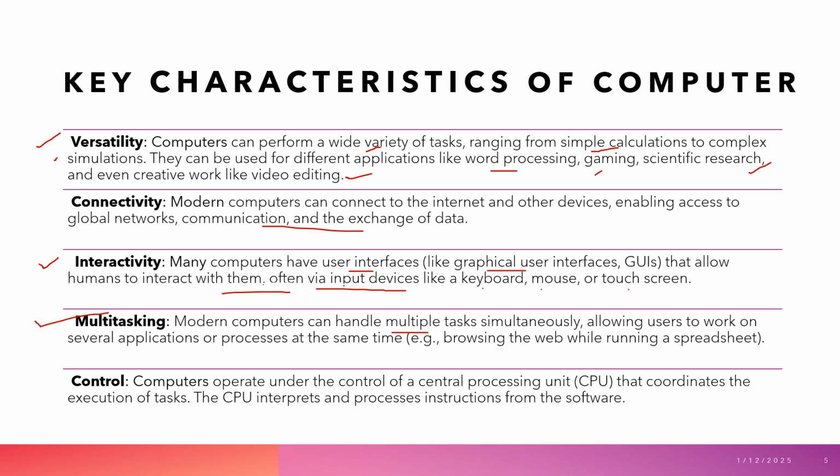The last characteristic is control, which means that all the operations that are performed by a computer are under the control of a CPU or a central processing unit, as we discussed. The CPU has the capability to interpret and process those instructions which are given to it.